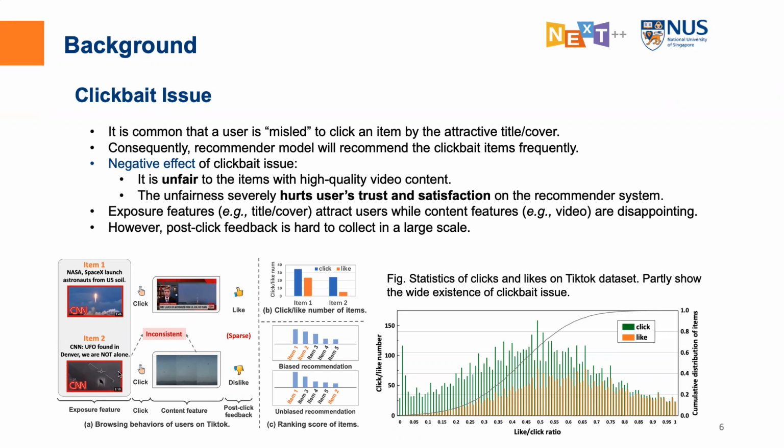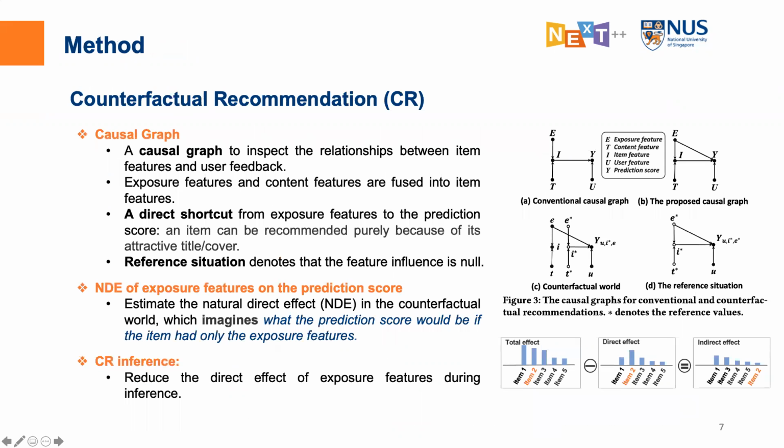From this interaction process, we can find that the exposure features attract users' clicks, while the content features are disappointing. To achieve our target of solving the clickbait issue using clicks, we utilize causal theory. We try to disentangle the causal effect of these two features, the exposure features and the content features. We aim to distinguish the effects of these two features on user clicks.